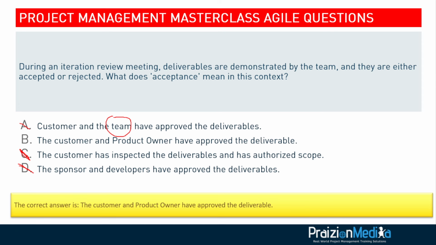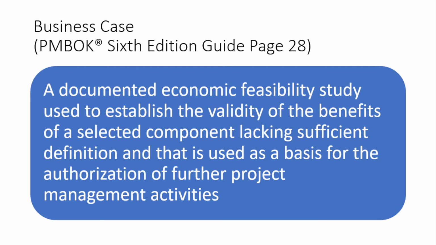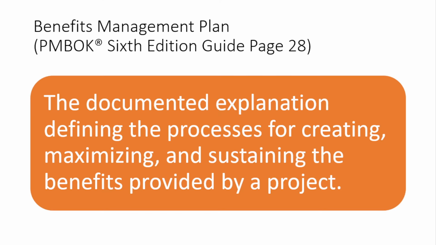Okay, so I hope this has made sense and been helpful to you so far. I know a lot of what we've looked at is of a rather Agile nature, but I would advise you again to open up your Immersion book because it has some more context that could really help you as you study. I also want to point you to my recommendation of reading the 6th edition, read the business case, read the benefits management plan, make sure you know those documents really well.